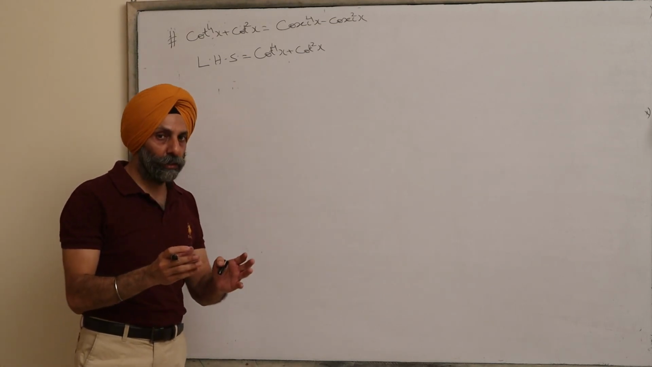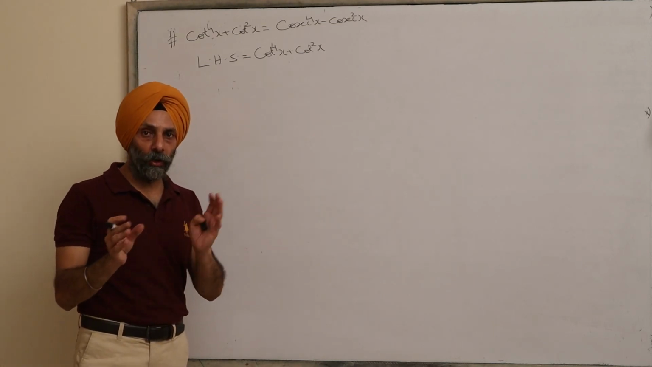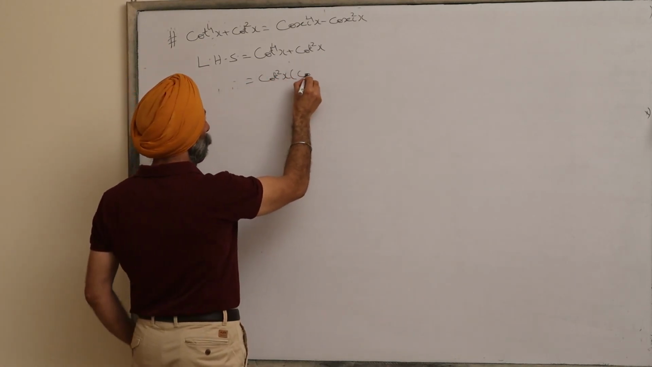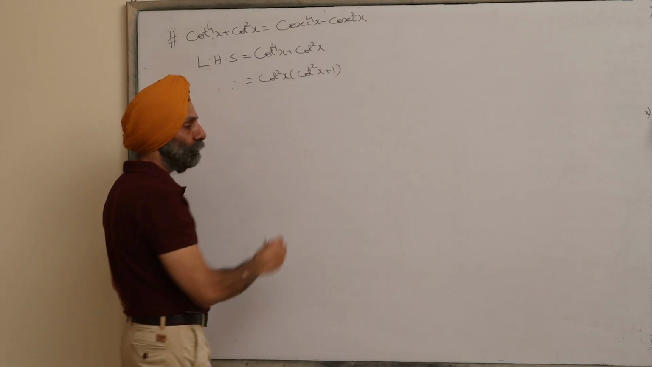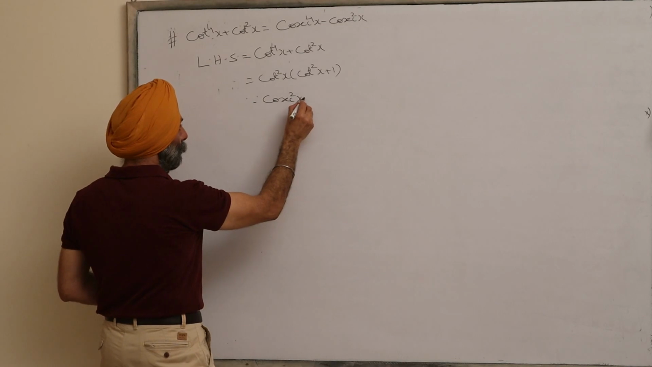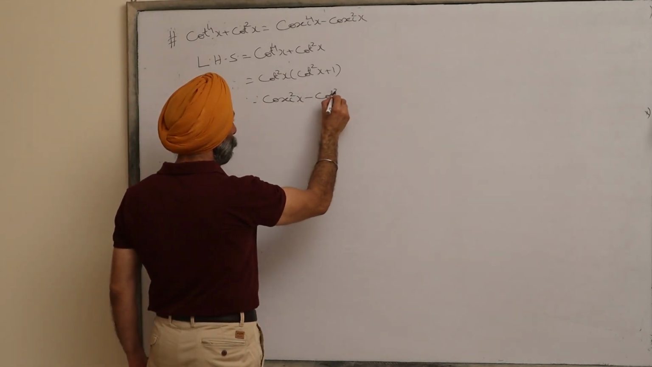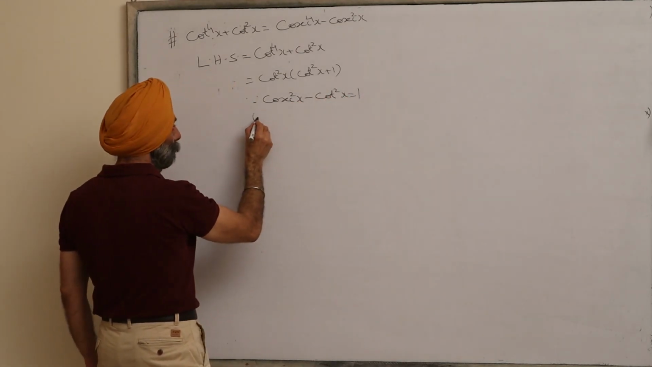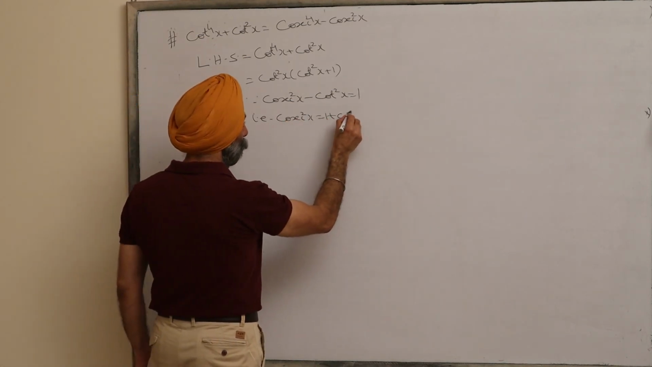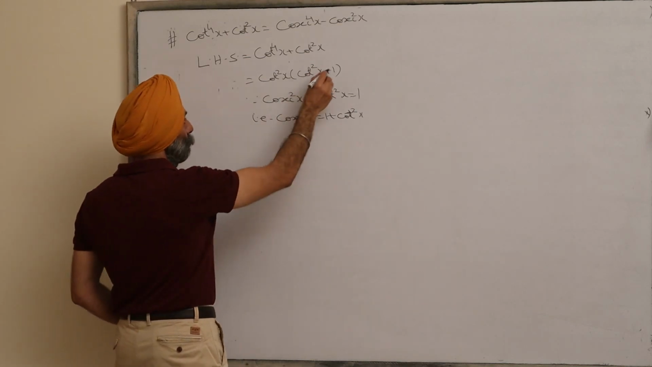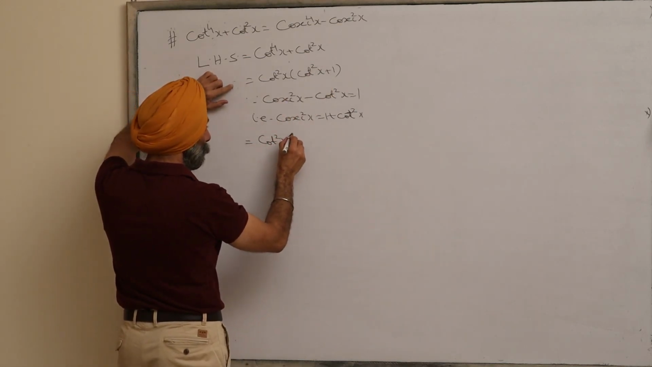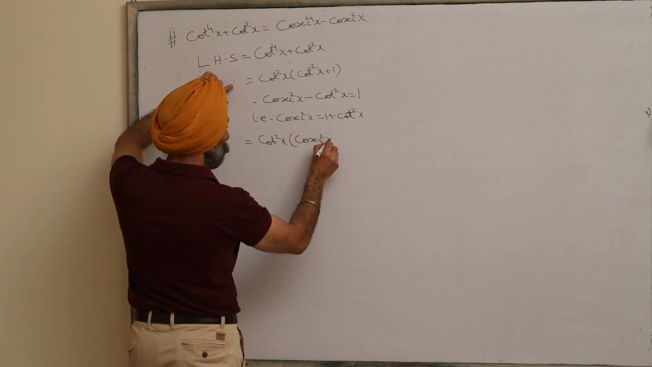So as we discussed in the previous question, can we take anything common from these two terms? Of course we can take common. Let's take cot square x common. It comes out to be cot square x plus 1. Now because cosecant square x minus cot square x is 1, so that is cosecant square x is equal to 1 plus cot square x. So use this here in the above step. So cot square x into cosecant square x.